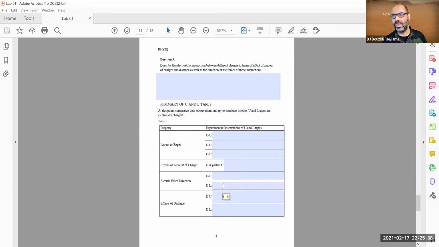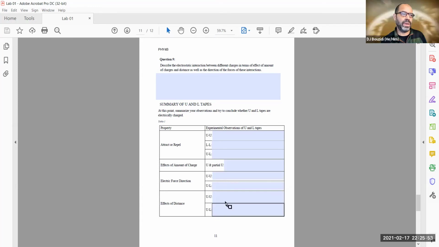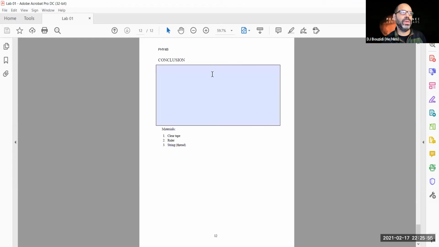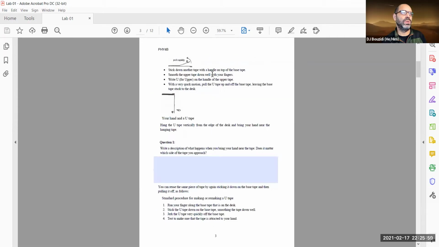And in here, same thing when the signs are different. And in here, the effects of distance. No, electric force direction, I'm sorry. This is the direction. Is it along the same line, or perpendicular, or something like that? When we saw it in the lecture, it was along the line. And in here, the effects of the distance, as I was saying. And then you come into the conclusion. Don't forget to connect it to your objective.